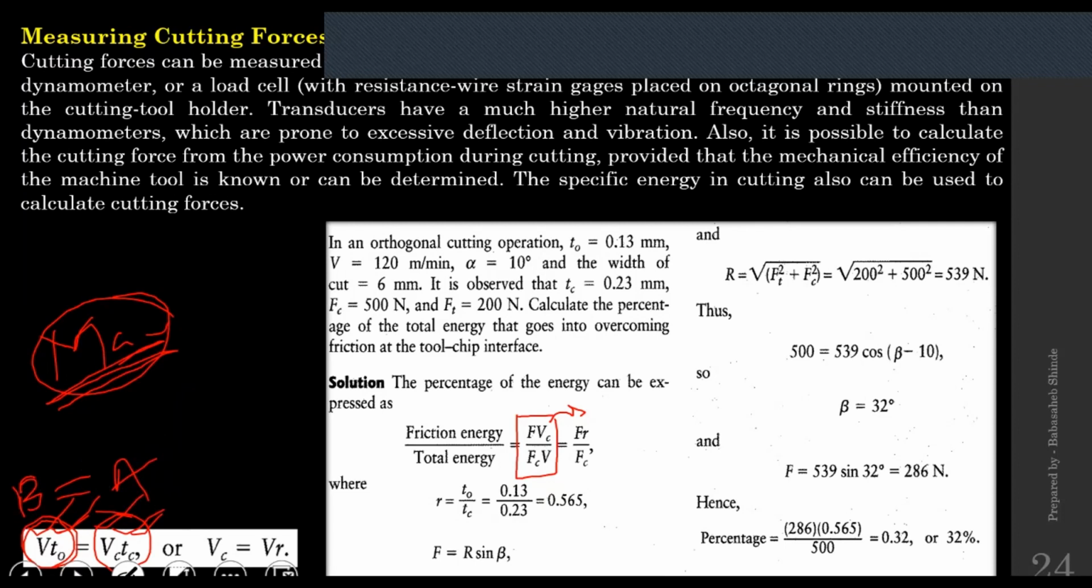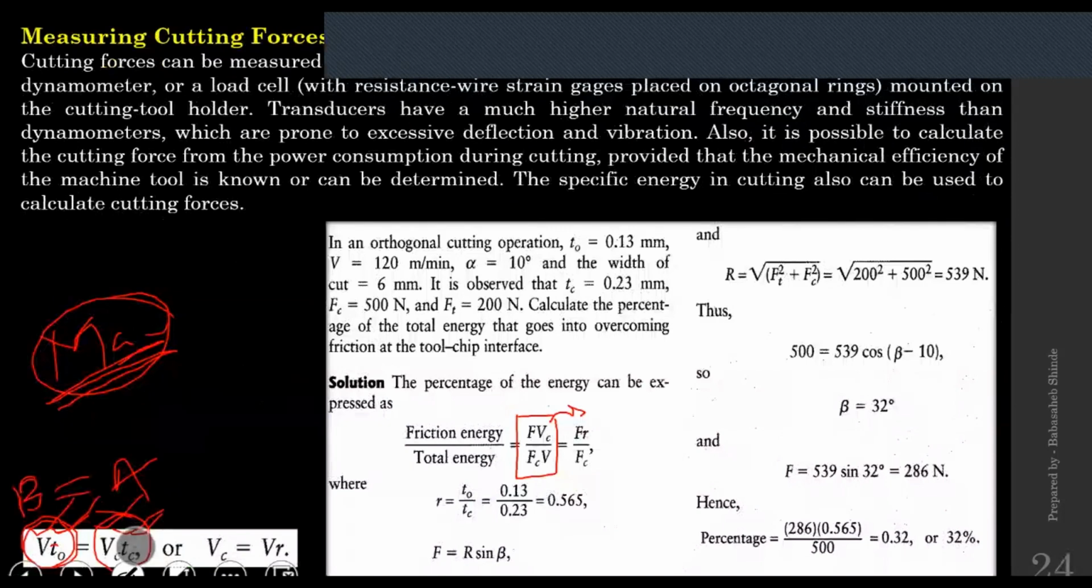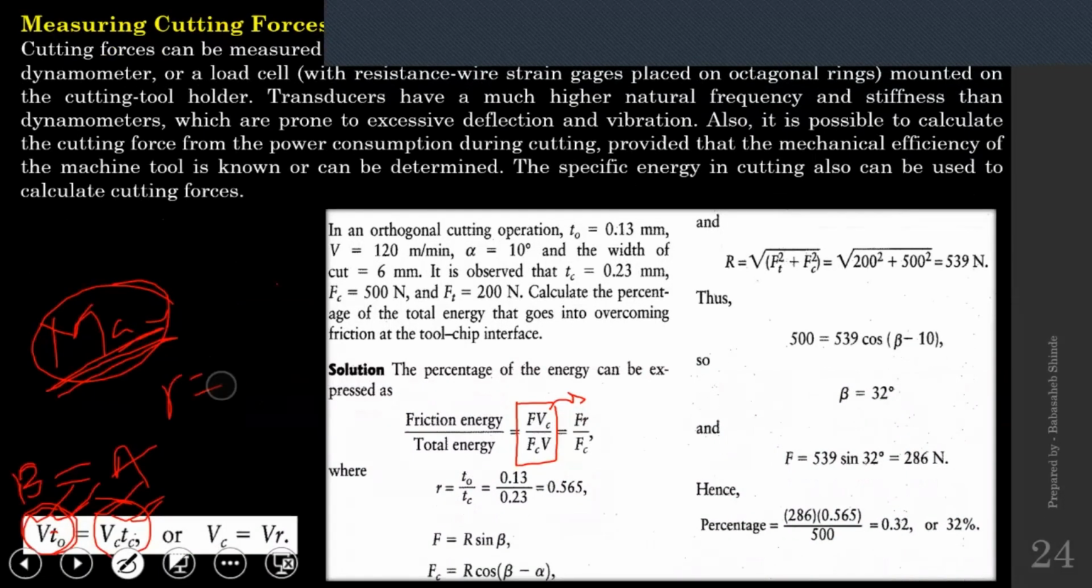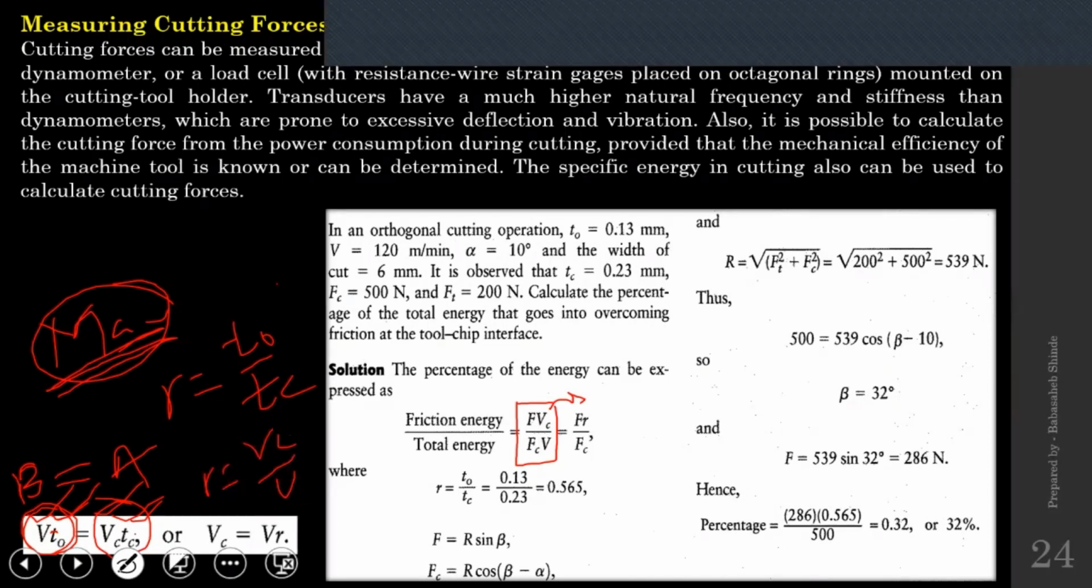And from this relation, T0 by TC, we know that R is the chip thickness ratio or cutting ratio, and that is T0 by TC. So T0 by TC, when you replace with R, you will get VC is equal to V into R. So VC is equal to V into R, or R is equal to VC by V. So here is VC by V. So that is replaced by this R. So F into R divided by FC.